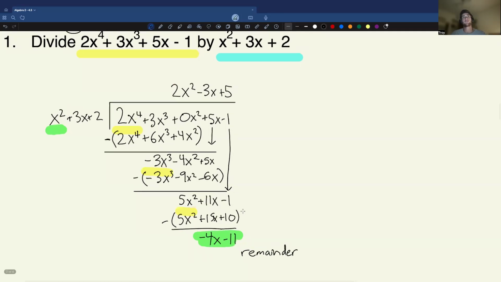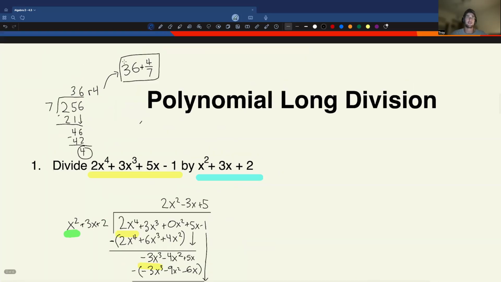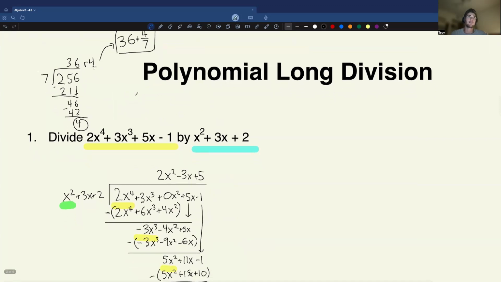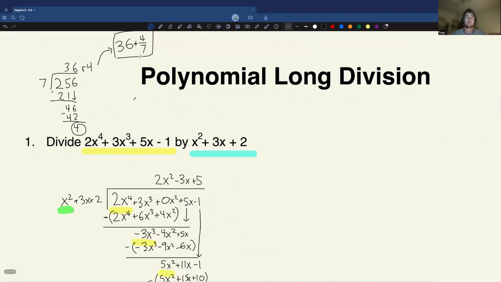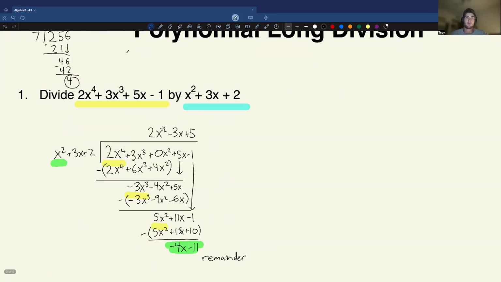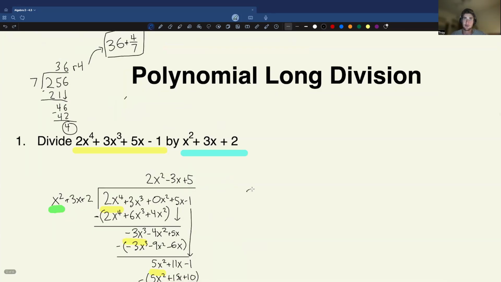Okay, so now we want to write our answer in this format that we talked about earlier. So if we had 36 remainder 4, we wrote it as 36 plus 4/7. So what we'll do is we first just write this. This we'll call the quotient, but this is the quotient without the remainder. So we'll first write that, just like we had 36 here. So our final answer, I'll make this a little bigger, 2x squared minus 3x plus 5.